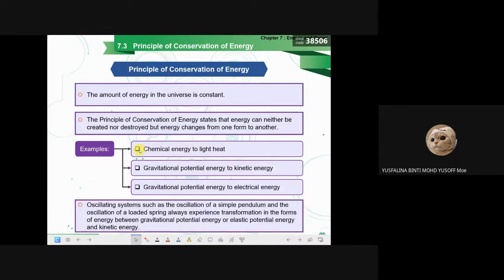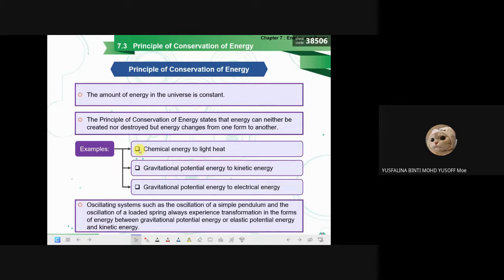Also, gravitational potential energy to electrical energy. This one is like the hydroelectric power station. Remember I said usually the dam water is put at a higher position. At the higher position, it has higher gravitational potential energy. When it comes down, it produces higher kinetic energy, which rotates the turbine. So it's still kinetic energy, and then it produces electrical energy, because the higher the rotation of the turbine, the higher the electrical energy produced.